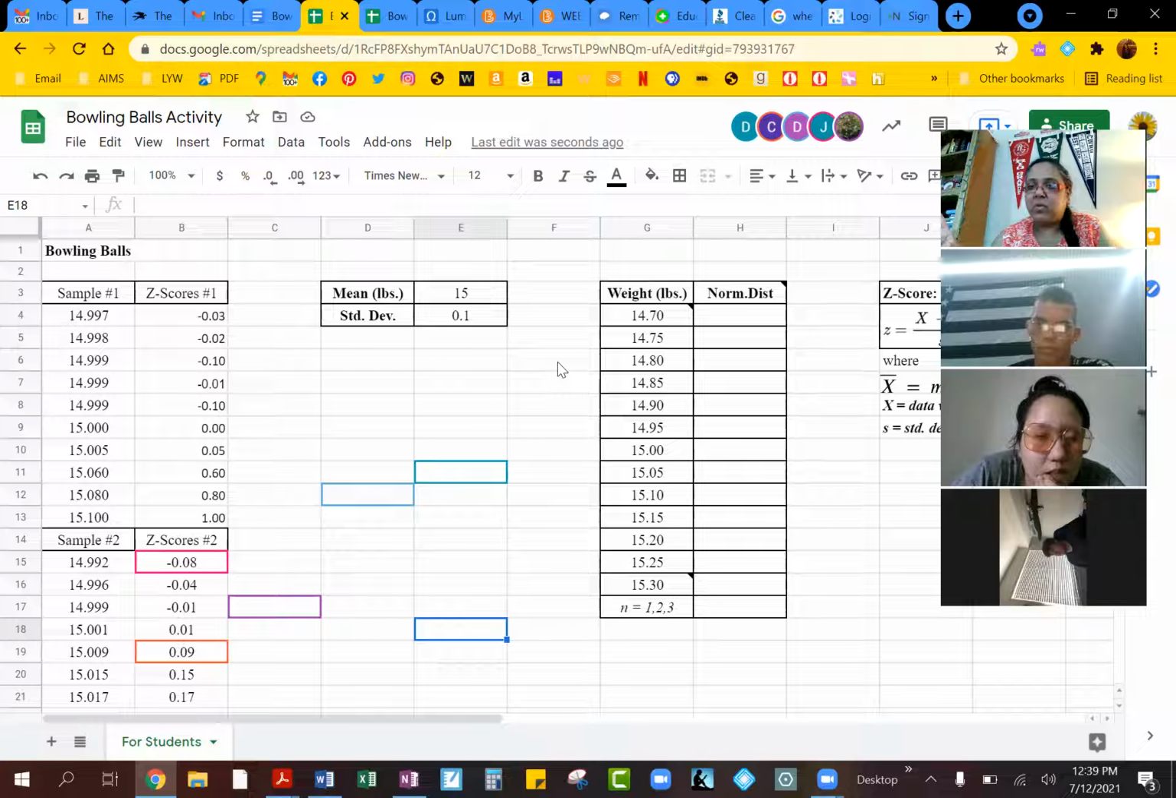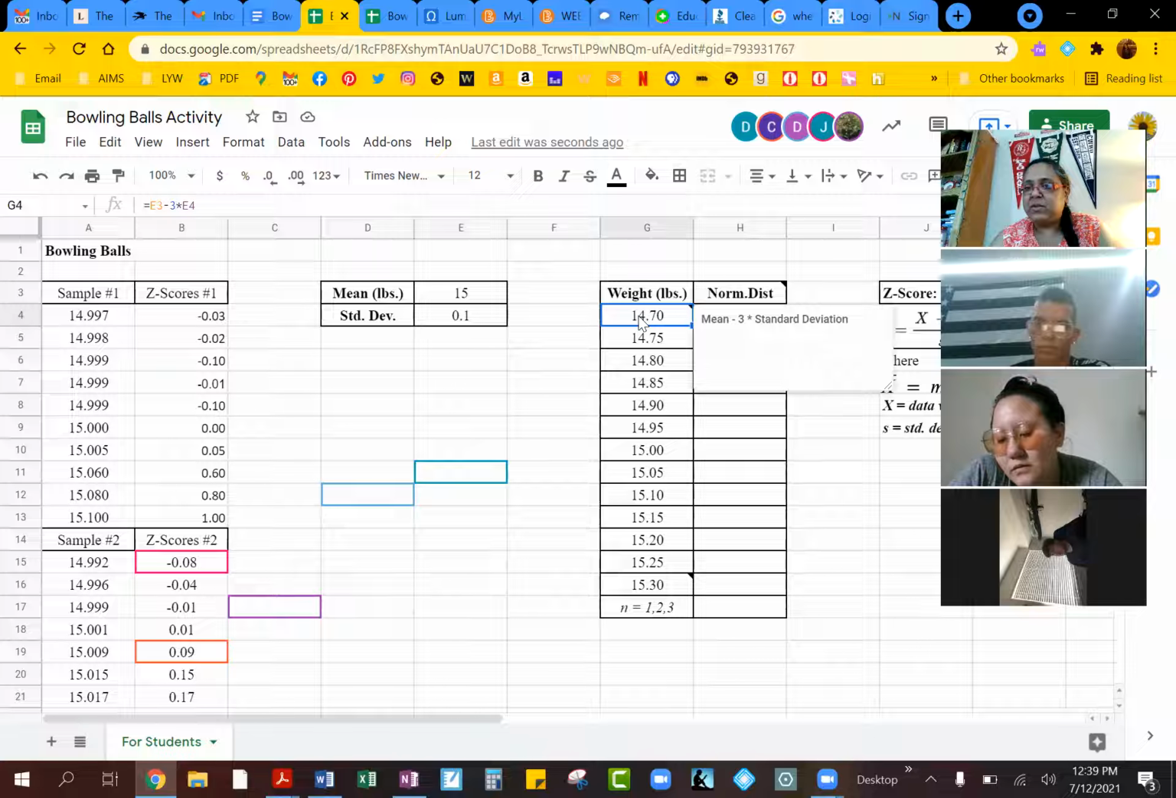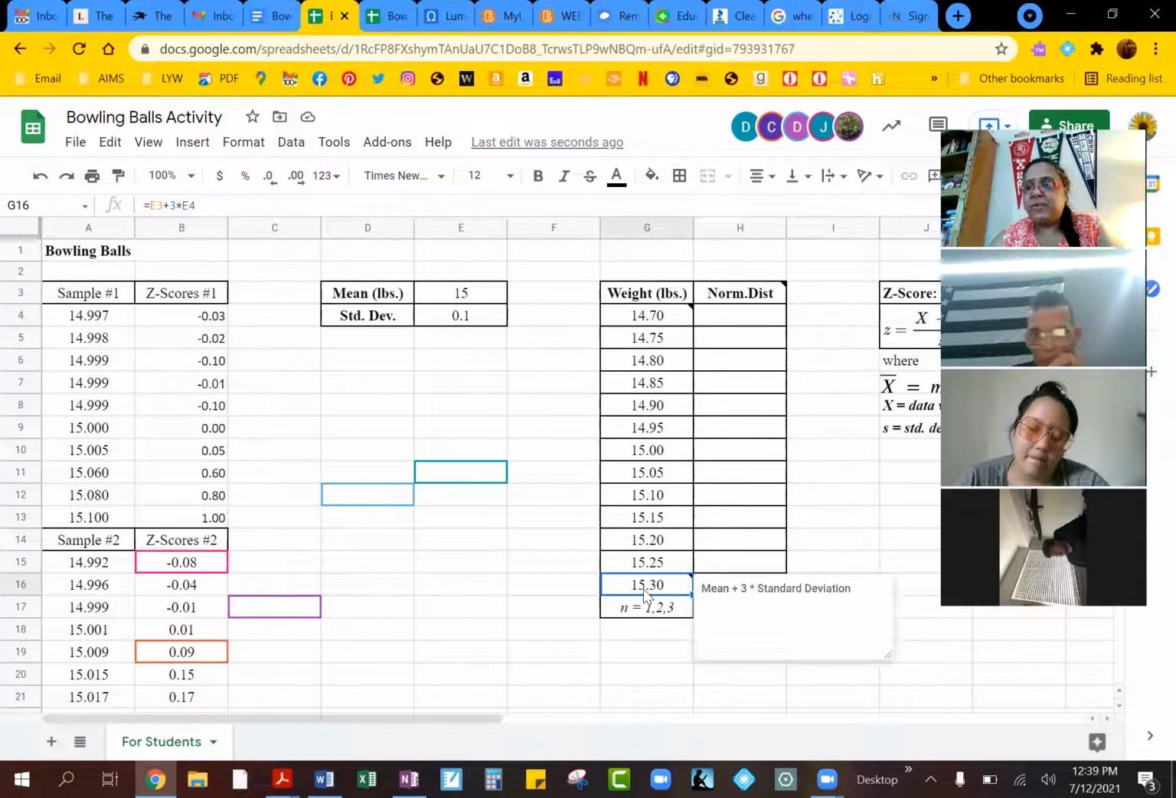It will just depend on what data set you are looking at. So this is something you have to do. You start with 3 times the standard deviation below the mean, and you have to end up at 3 times the standard deviation above the mean, and then you can fill in the middle based on what your numbers look like.